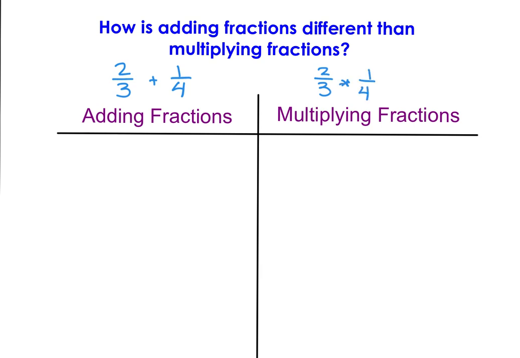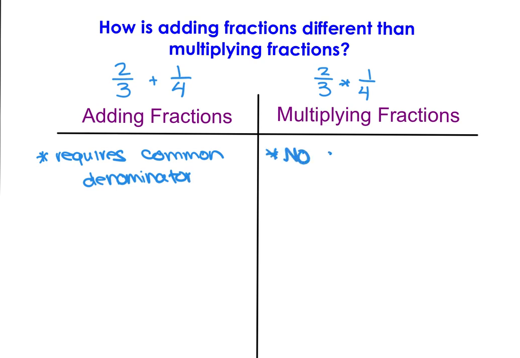So the first main difference between adding fractions and multiplying fractions is that adding fractions requires a common denominator. So if we don't have a common denominator to start, we do need a common denominator when we add. When we are multiplying, though, there is no common denominator needed. So you can kind of note that first big change.